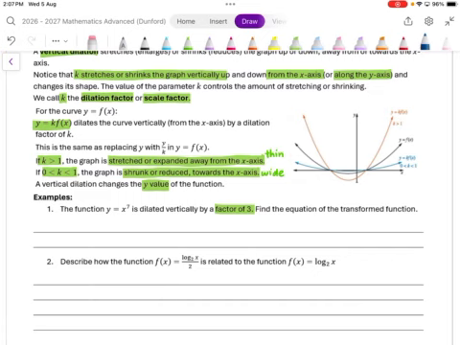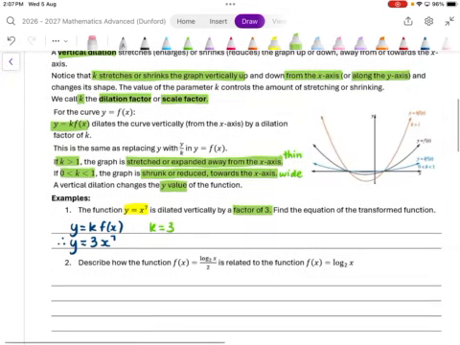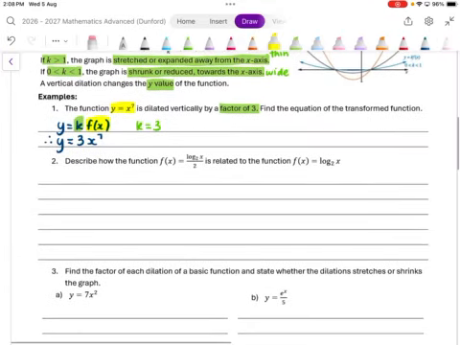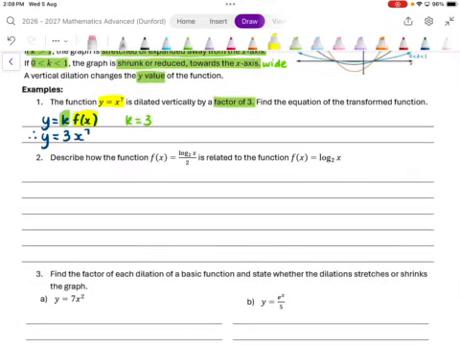So what we have is y equals k f of x, where our k value is equal to 3. Therefore the transformed function is y equals 3 times x to the power of 7, where our f of x is x to the power of 7. We replace our k value with our 3. That's pretty straightforward. We're just multiplying our function by 3, putting a 3 out the front.